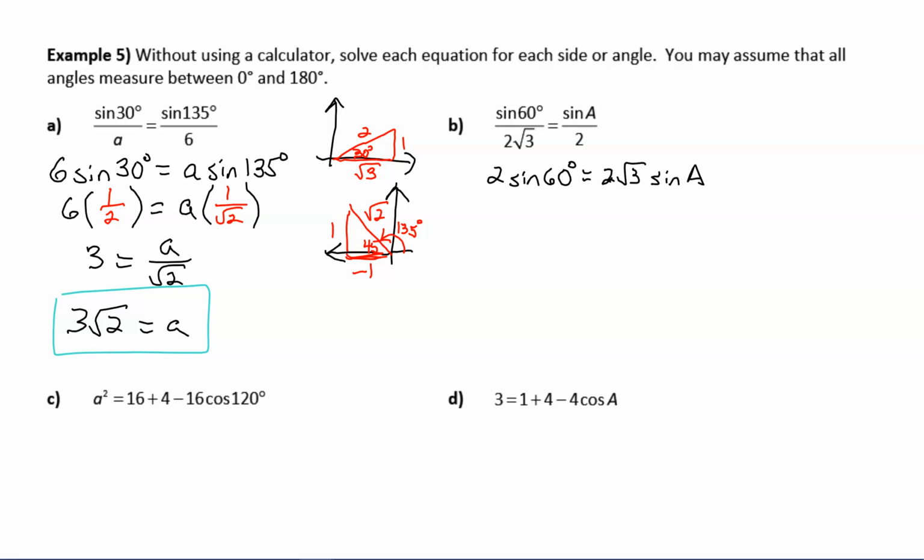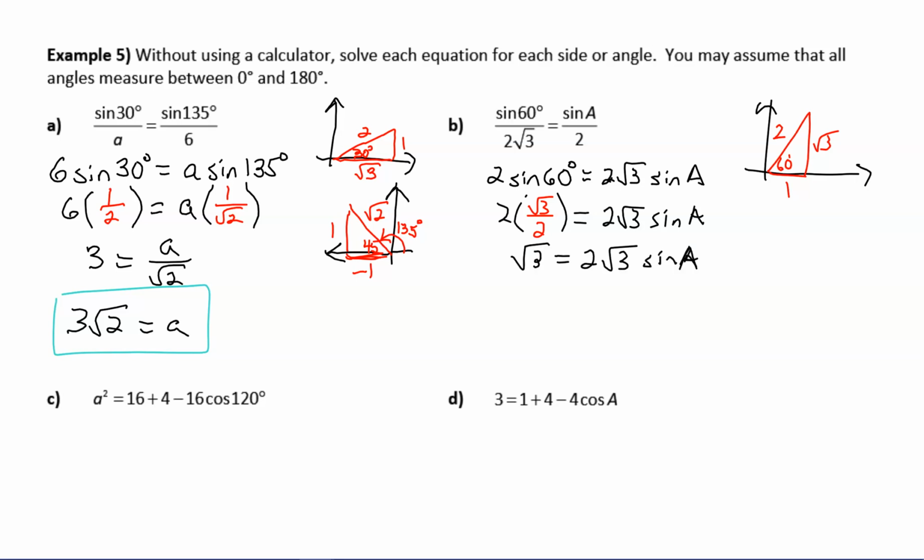Now let's evaluate the sine of 60 degrees. 60 degrees is a first quadrant angle. We can draw a 30, 60, 90 triangle and find that sine of 60 is square root of 3 over 2. I'll bring down the other side of the equation since we don't know the sine of angle A. Simplify the left side of the equation and divide by 2 root 3 to get sine of angle A equals 1/2. Now we need to solve the equation, remembering that our angle can be anywhere between 0 and 180 degrees.